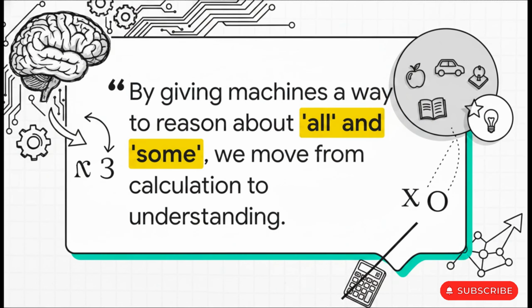And why does any of this really matter? Well, because this is how we teach machines to reason about the world in a way that's much more sophisticated. When we give them a formal language to understand the huge difference between a concept like "all" and a concept like "some," we're moving them away from just being calculators. We're actually taking the first critical steps toward genuine understanding, the very foundation of artificial intelligence.